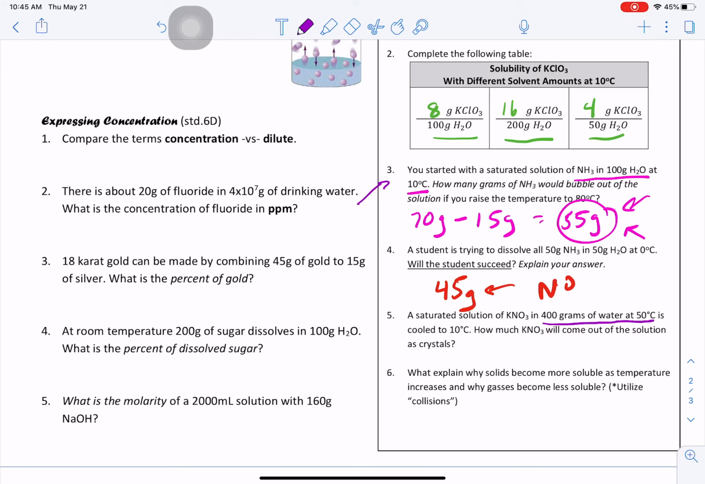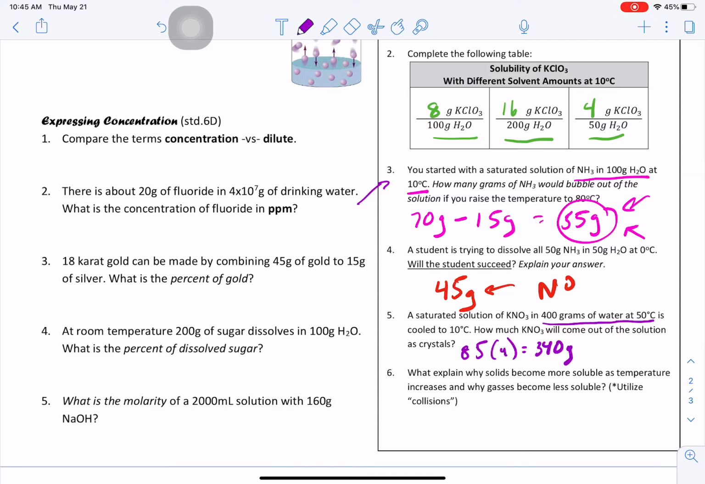Okay, so you have to do it. Go ahead and do 85 times 4. I have my calculator if you want to do it with me. 85 times 4, you get 340. 340 grams. So you can dissolve 340 grams at 50 degrees Celsius with 400 grams of water. Okay, nice. Now let's move on.